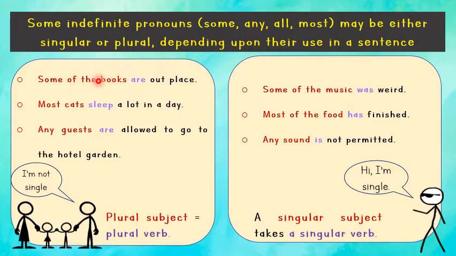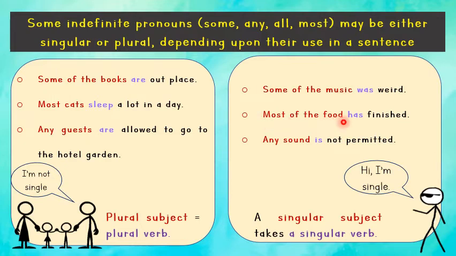Okay, now look at here. Some of the books are out of place. Okay, some of the books are out of place. So we look at the books. So tengok kat sini, kita ada guna some, tapi singular. Kat sini kita guna some, tapi plural. Because we look at the subject nearest to it. Tengok pada maksud ayat.